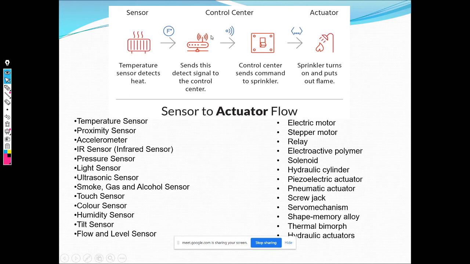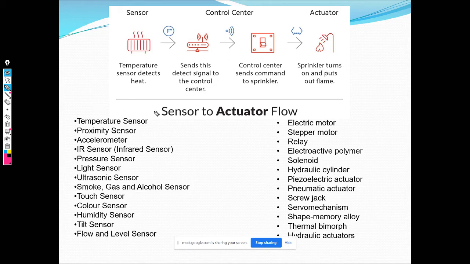I think here the same example is given. Your temperature sensor takes the input, it sends the signal to the control center, and the control center adds some intelligence to it, and it's going to trigger the actuator. Here we have an example where it turns on a sprinkler. If you have a fire, there's going to be a temperature detector as well as a smoke detector. Based on that, you're going to trigger a sprinkler. That's how the entire control goes.